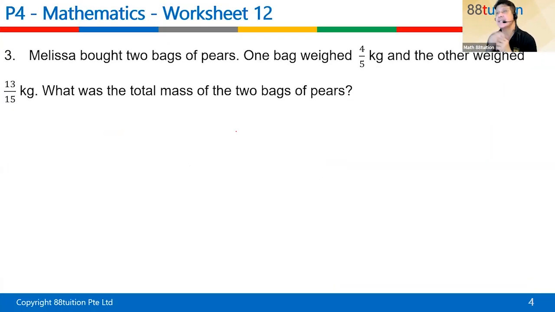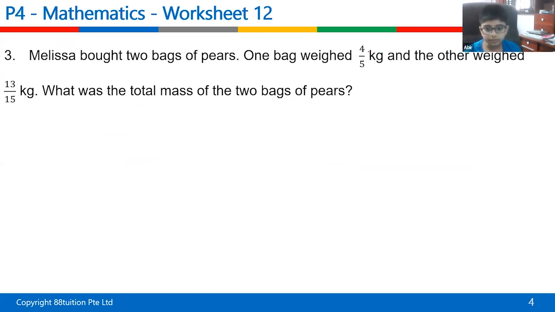Question 3 tells us that Melissa bought 2 bags of pears. One bag weighed 4/5 kilograms and the other weighed 13 out of 15 kilograms. We want to know the total mass of the 2 bags of pears. Okay, we have Abir who raised the hand. So Abir, would you like to show us how it's done?